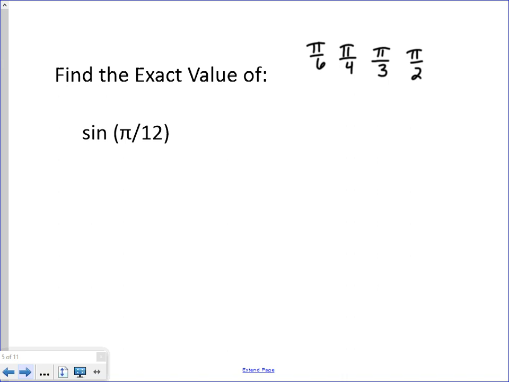It could be from different angles on the unit circle. I'm just thinking like pi over 12 is pretty small. It's less than pi over 6, so I probably don't need to use the biggest angle.